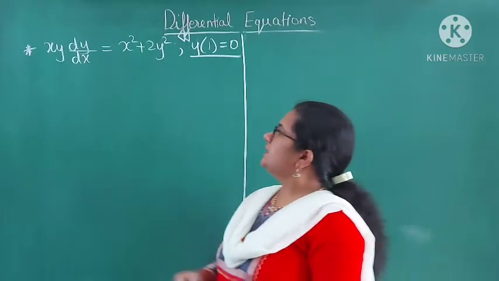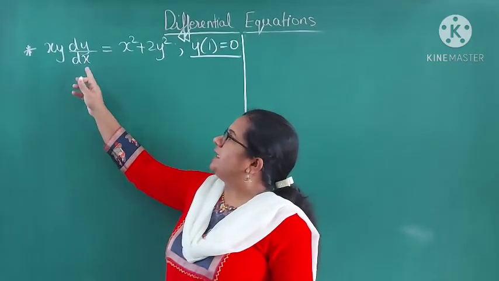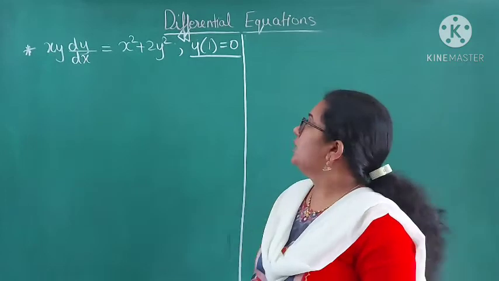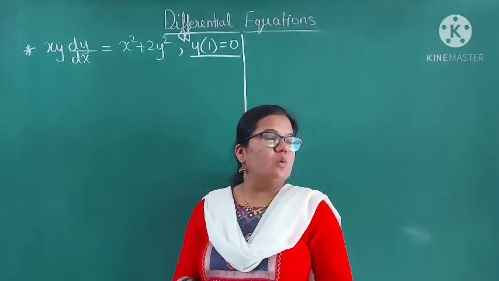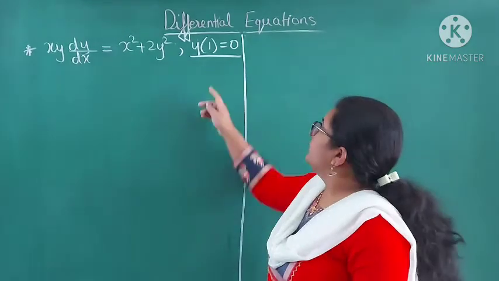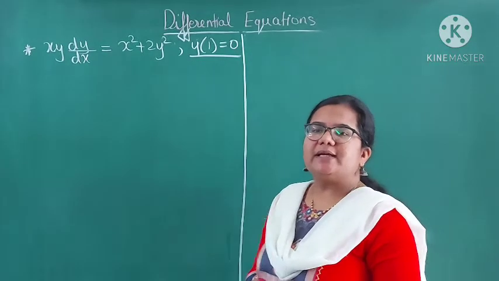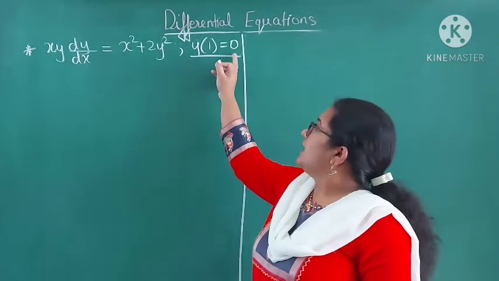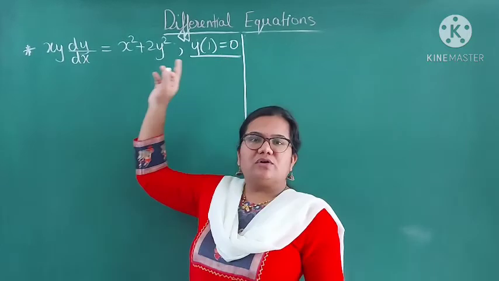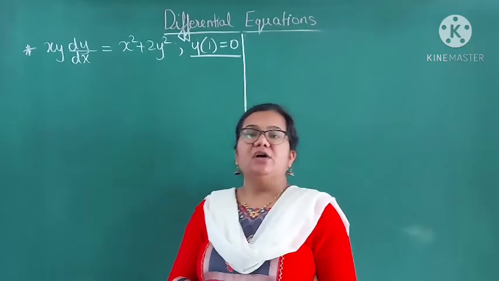Now let us see one more example. The example is x into y dy by dx is equal to x square plus 2y square. And here they have given you that y of 1 is equal to 2. That means it is very clear that when x is 1, y is 2. At these values of x and y you have to find the solution.